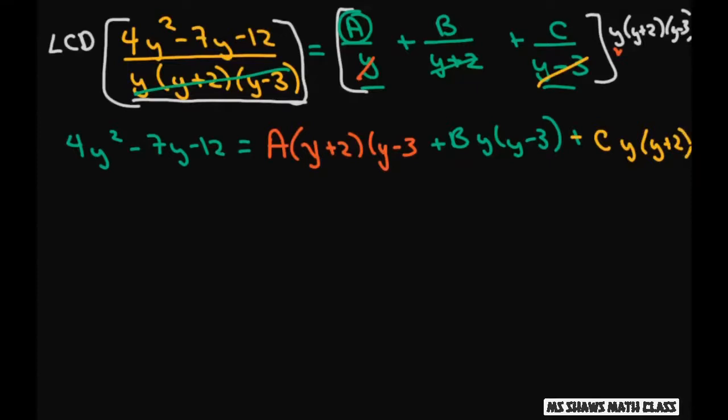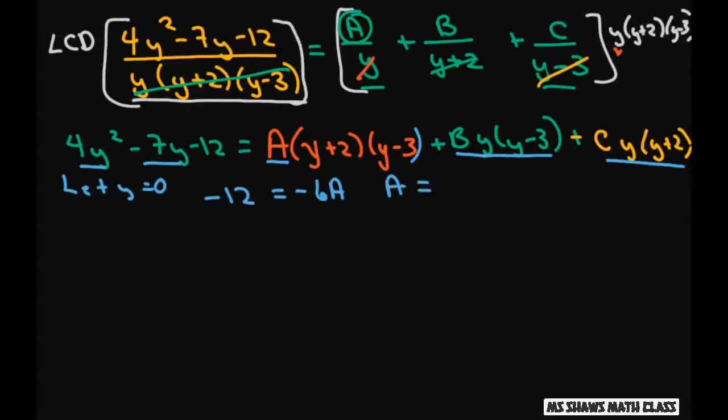Now, let's go ahead and let y equal 0. If we let y equal 0, that's going to eliminate these two, and we can solve for A. So these two will be 0, and you'll get negative 12 equals negative 6A. So A will equal 2.